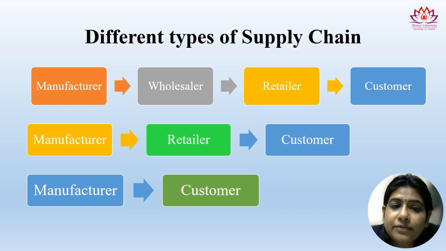Now, what are the different types of supply chains? Here, it is a four-tier supply chain where manufacturer, wholesaler, retailer come together to provide the product to customer. Here, manufacturer and retailer are involved in providing product to the end customer. Here, manufacturer is directly selling to the customer. So these may be the types of supply chains.